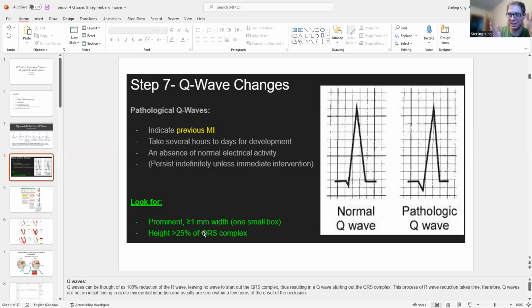And if you want to remember it like that, that's great. The more specific one is that the height is about a quarter of the R wave or the QRS complex. So you see the Q and then this R, and it's like the Q is almost taking from the R. You can think as the Q gets bigger, the R gets smaller. So it actually starts to essentially overcome it.